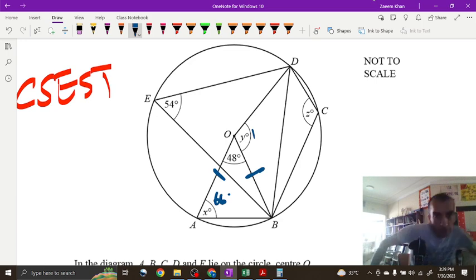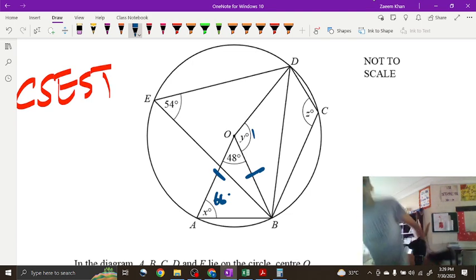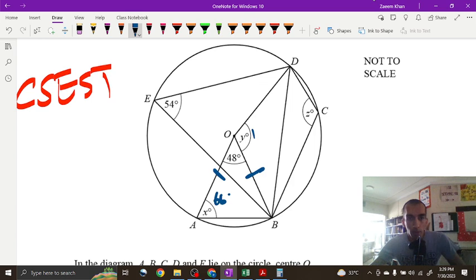Shabash, shabash. So do that. 54 times 2 is 108. So you're done with 2. Superb work. What next?